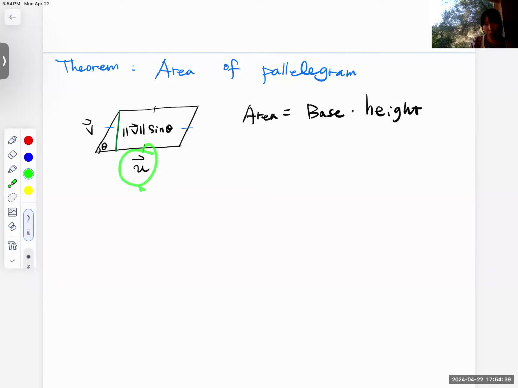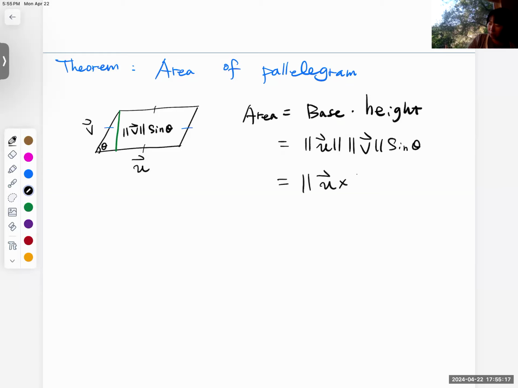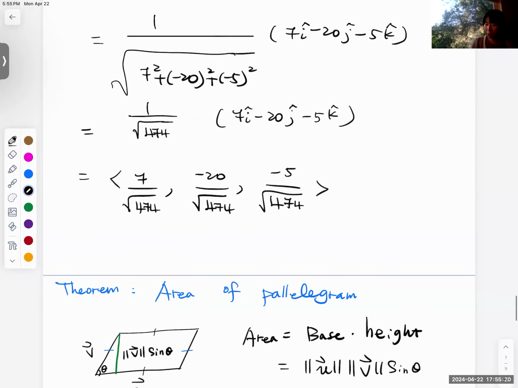Okay. So base, which is u, right? But we talk about the length. So base will be the length of u, and then height, which is green, we are using the magnitude of vector v and sine theta. Make sense? Okay. Then what is this? Very good. Yes. This is the cross product, right? With a magnitude, so the magnitude of u cross v that came from earlier, right?